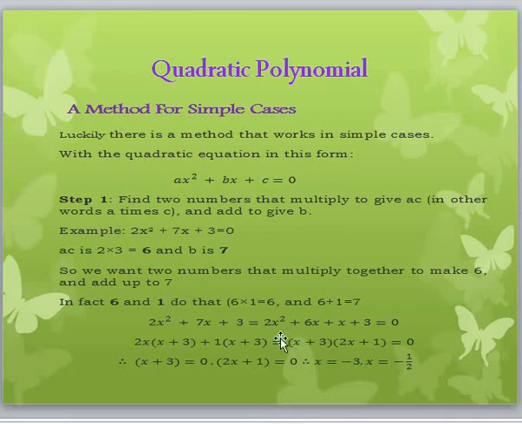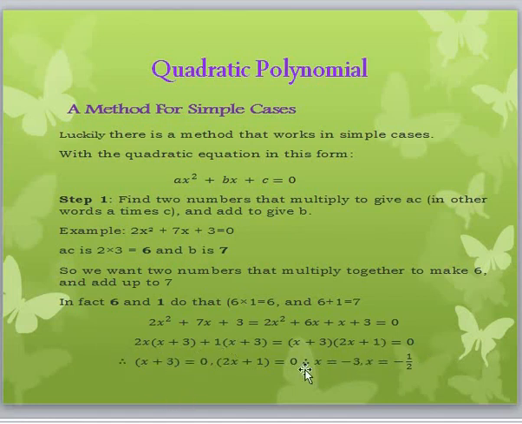2x² + 7x + 3 = 2x² + 6x + x + 3 = 0. Here 2x is common, so I can write 2x outside the bracket: 2x(x + 3). Here 1 is common, so 1 times (x + 3). So from this equation we get (x + 3) common, so write (x + 3) in brackets, (2x + 1) = 0.